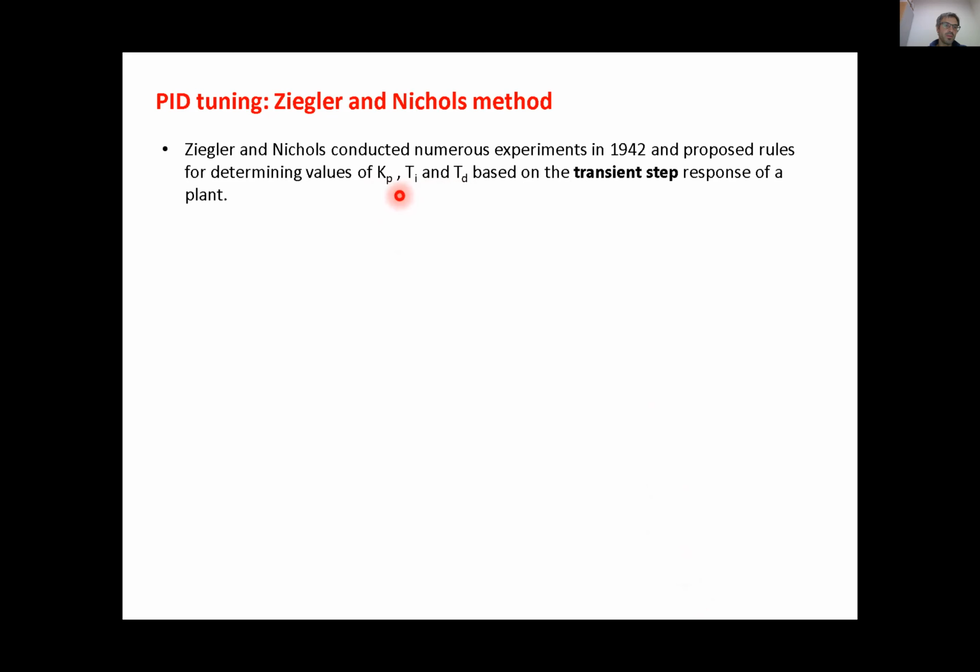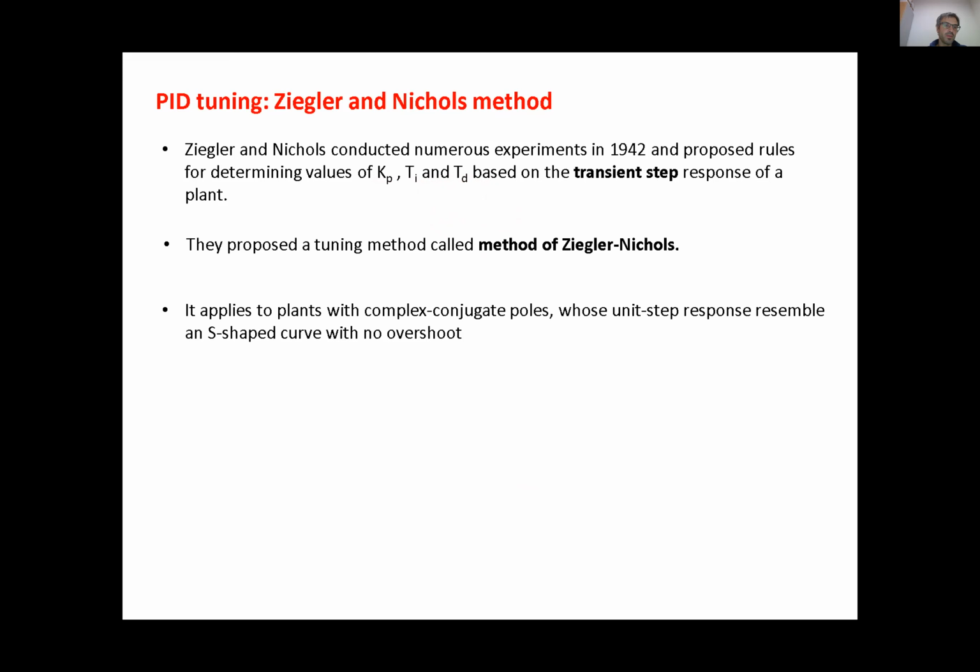And the rules are based on the standard form. That's why we introduced that, even if I don't like it much, and they are used to find the values Kp, Ti, and Td. They are based on the transient step response of the plant that we want to control. And the method is called the method of Ziegler and Nichols.